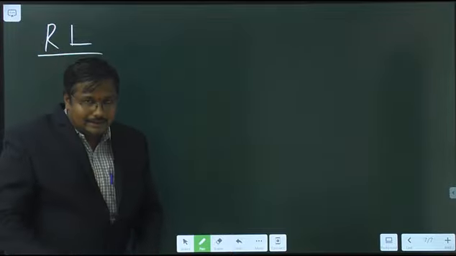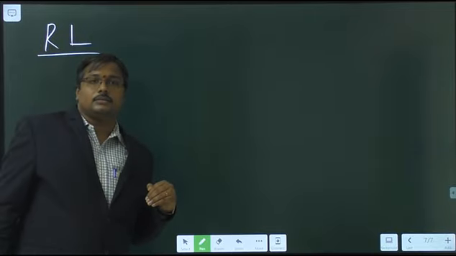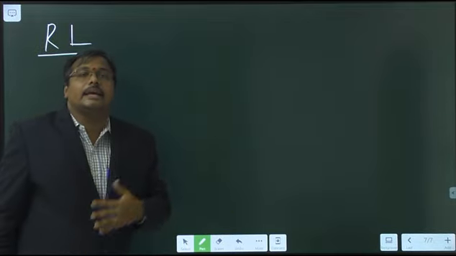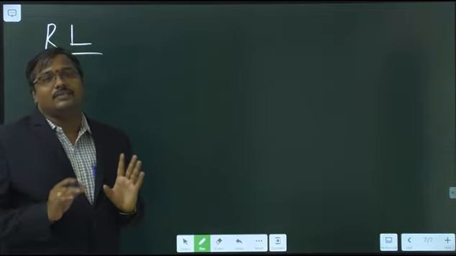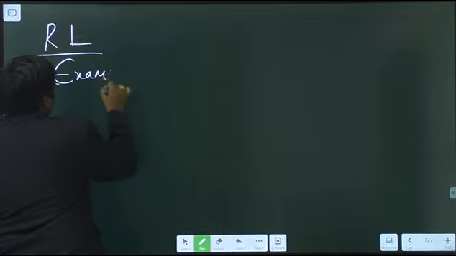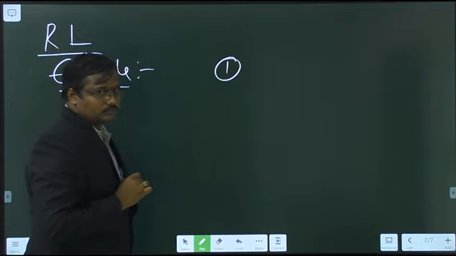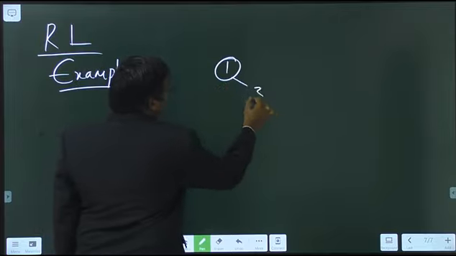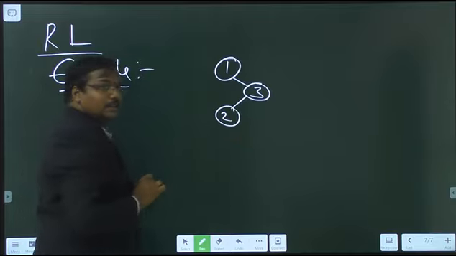I think you can automatically guess what the RL case is. When we insert a node in a right subtree as a left child, we get imbalance. So directly I am moving to an example. What is the example for this? Say 1 is the root node. In the right subtree, I insert 3. 2 is a left child.